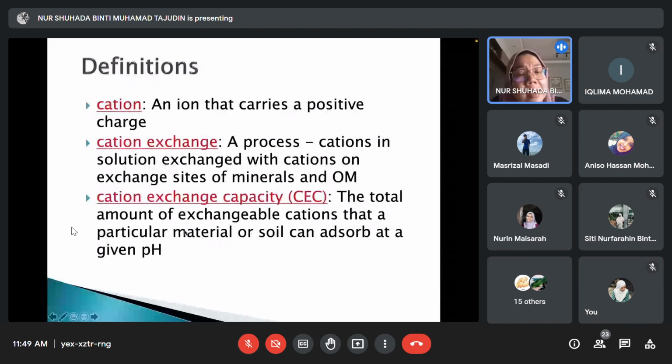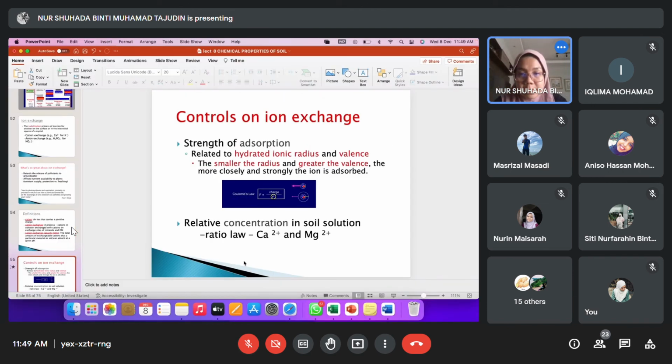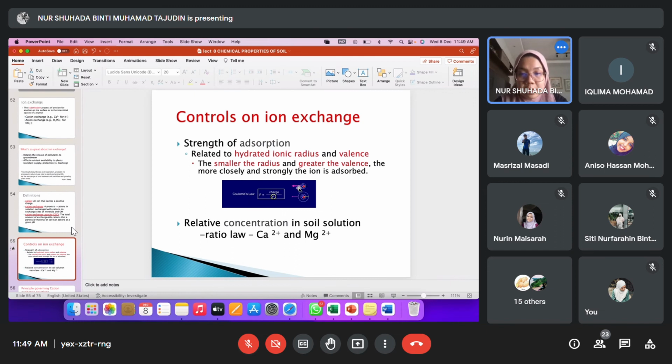As I said earlier, if the hydrogen is a lot in the soil solution or in the soil environment in the form of hydrated hydrogen, why is it bad, as I said earlier? Because of the strength of the adsorption. It is related to hydrated ionic radius and valence. The smaller the radius, see here two pictures, the upper part and the lower one, the greater the valence, the more closely and strongly the ion is adsorbed.